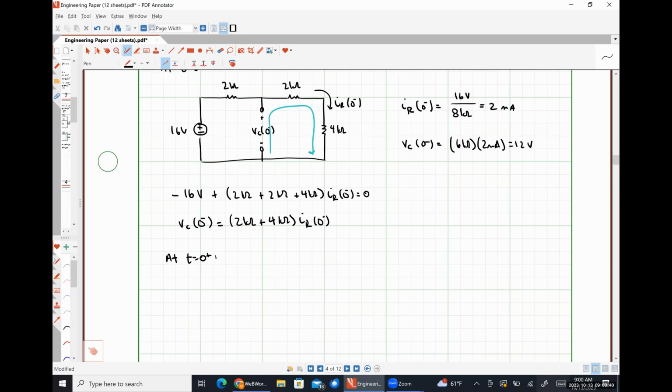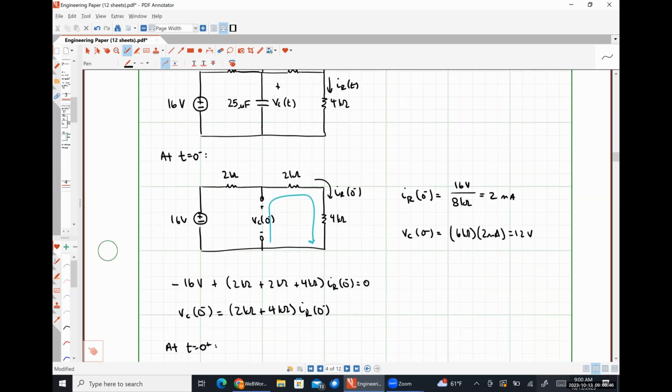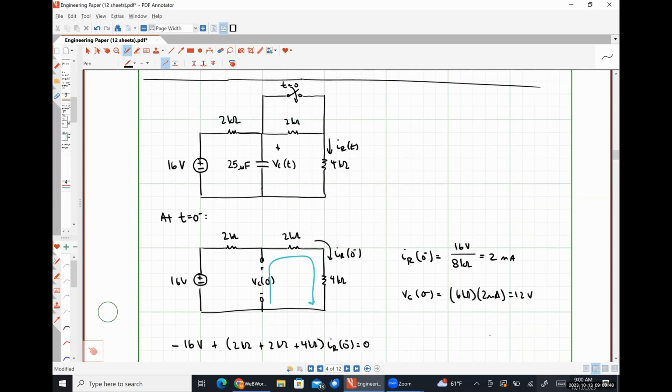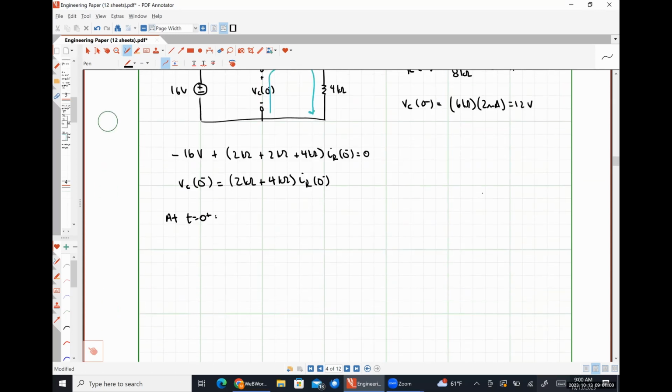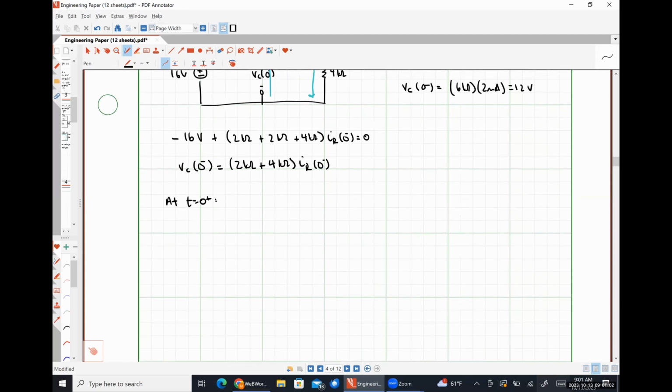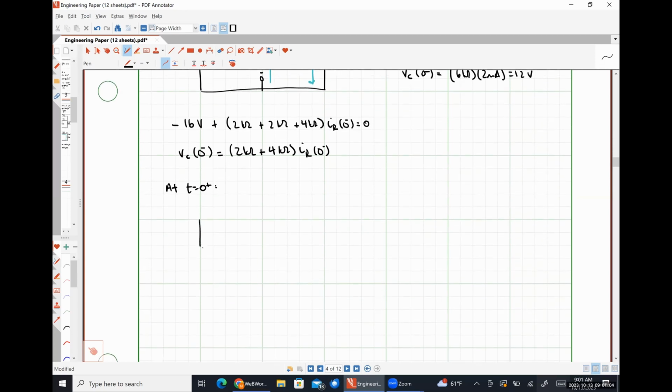So at t is equal to 0 plus, how is our circuit going to look different? Our switch is shorting out the rightmost 2 kilo ohm resistor. So I'm going to represent that by just no longer drawing the 2 kilo ohm resistor. I'm just going to replace it with a short circuit. So we're going to have our 16 volt source.